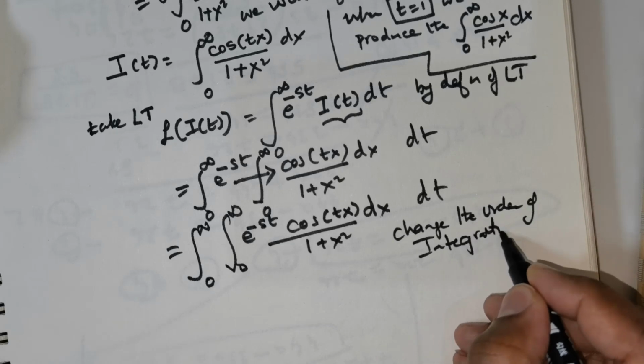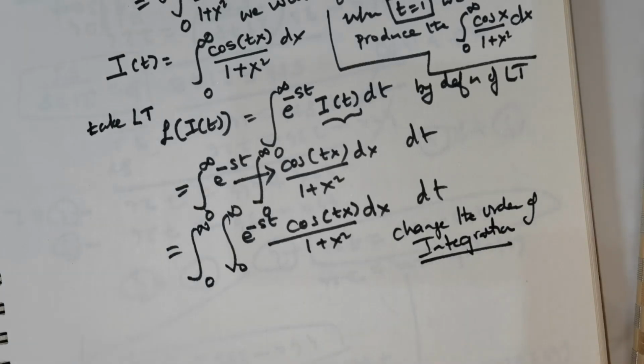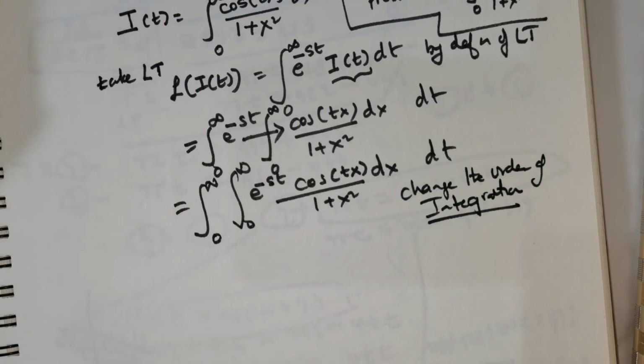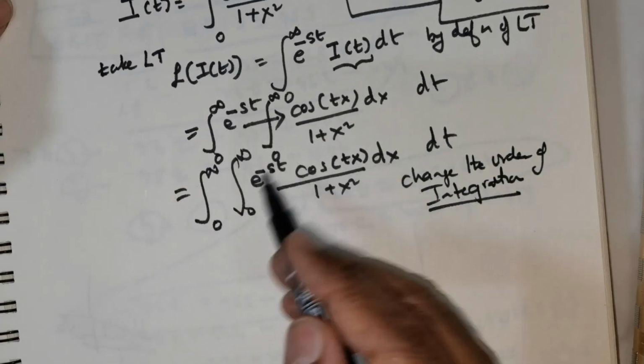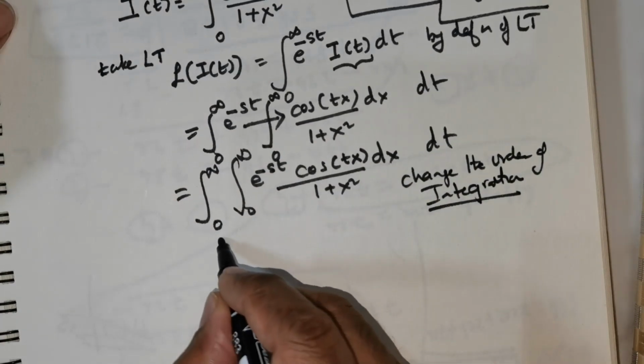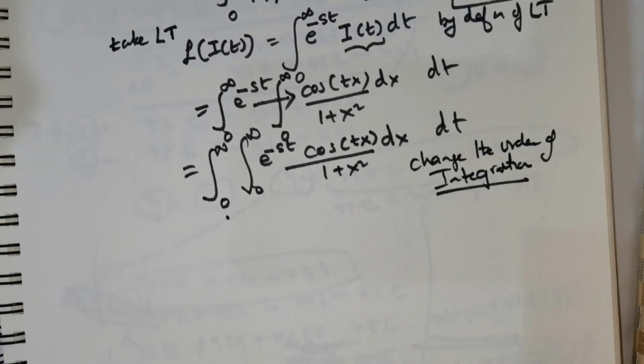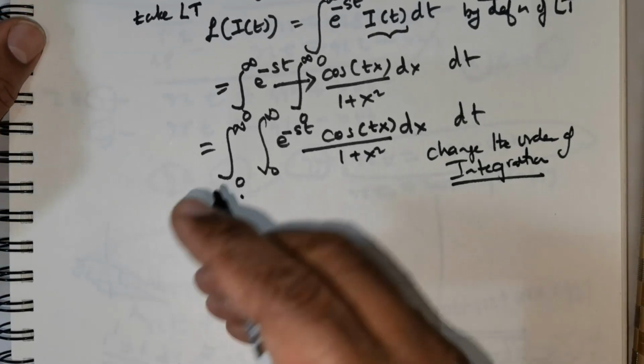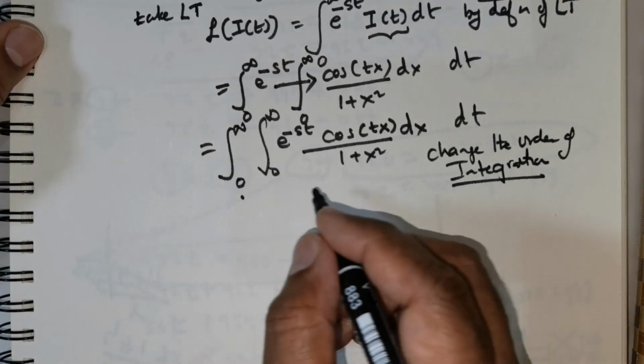Now how are we going to do that? We need to provide a justification. Simply we cannot change the order. Right, so what justification will we have to provide? Over here we will have to use the famous theorem given by Fubini.